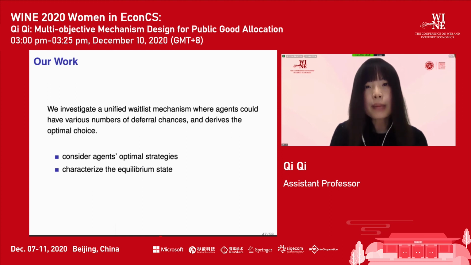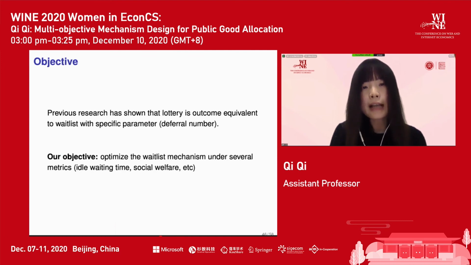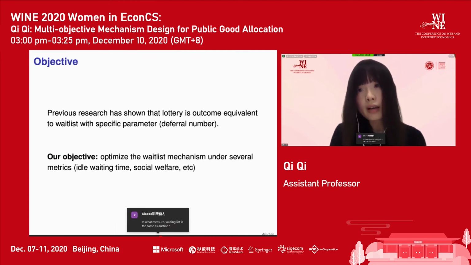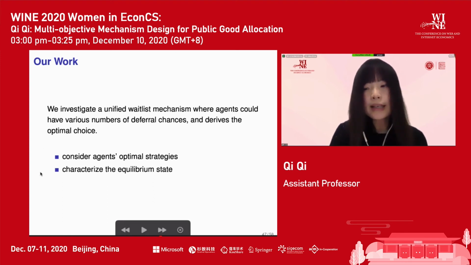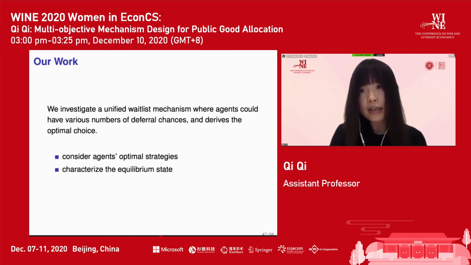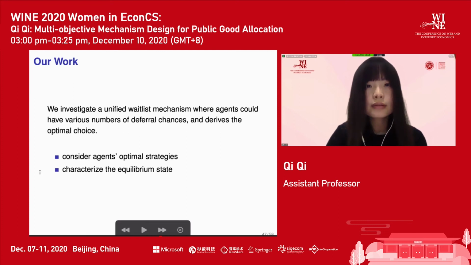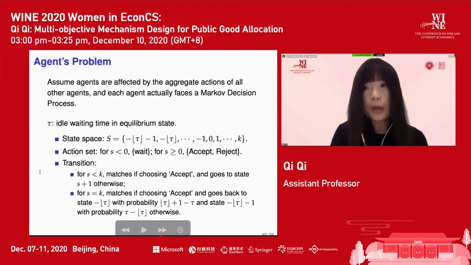So for this kind of problem, it's also multi-objective, because we need to consider the idling waiting time, the social welfare, and also the matching probability. So again, we will consider a unified waitlist mechanism, okay? And we consider our agents' optimal strategies and try to calculate the equilibrium state and find the optimal deferral number. So this can be modeled as a Markov decision process.